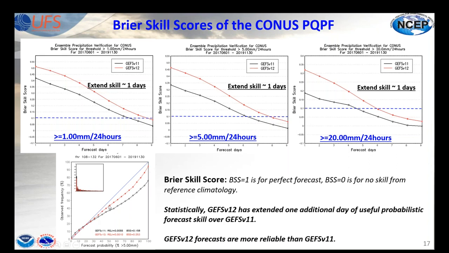The reliability of the forecast of precipitation is also pretty impressive here. The diagonal line is the perfect reliability score, and the red line from the GEFS V12 is much closer to the diagonal compared to the current operational system.